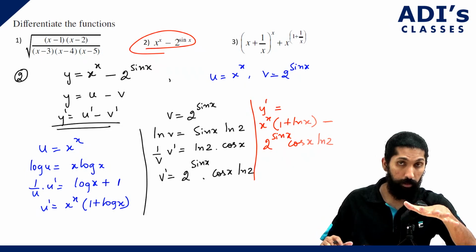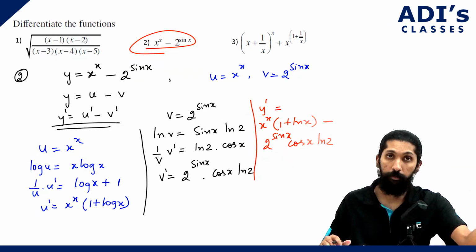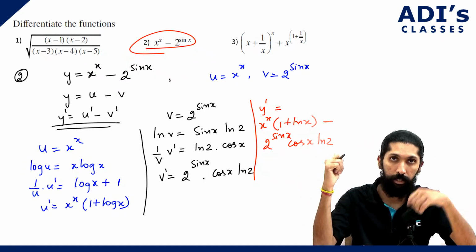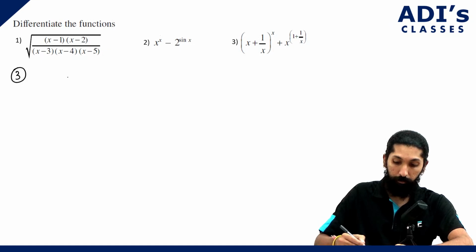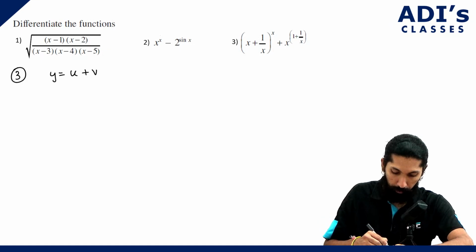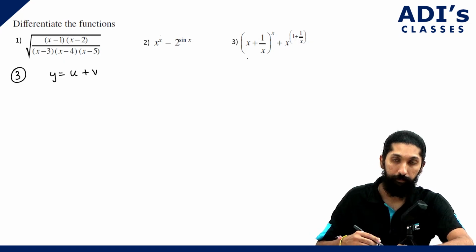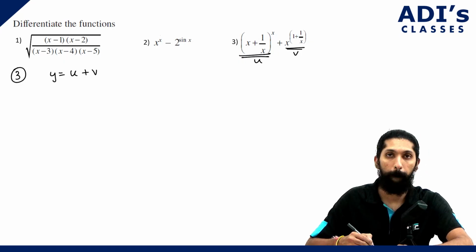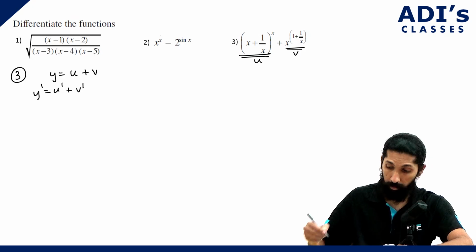Now let's do the third one. Third one is very similar to the second one if you look at it. You have to take it as u and v, differentiate u separately, differentiate v separately, and then merge them to get the y dash value. Alright? Like I told, take y is equal to u plus v. Now by now you should be able to understand how do we go about it. Alright? So what we'll do, we'll take this value as u, we'll take this value as v. Right? So y dash is equal to u dash plus v dash. Correct? Now let's start with u.